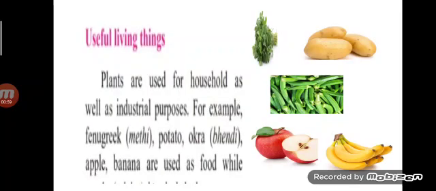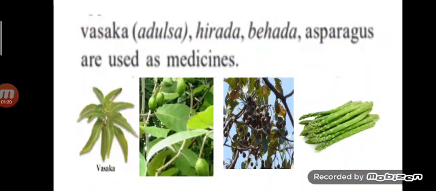Now, plants are used for household as well as industrial purposes. For example, fenugreek, that is methi, potato, okra, that is bhindi, apple, banana, and many such vegetables and fruits are used as food. While vasaka, that is adulsa, hirada, bihada, asparagus, are used as medicines.